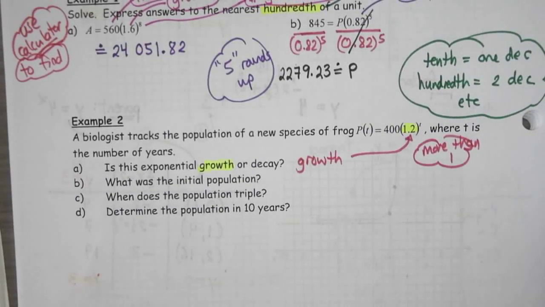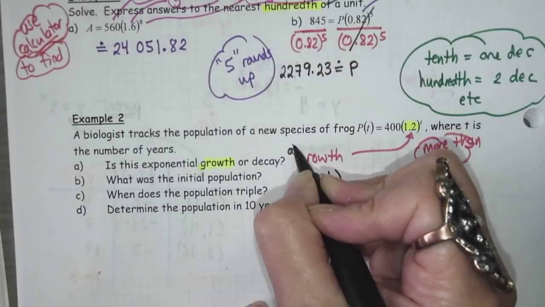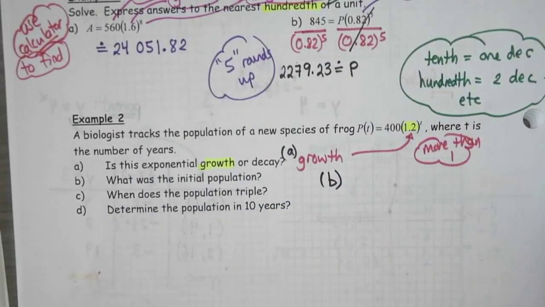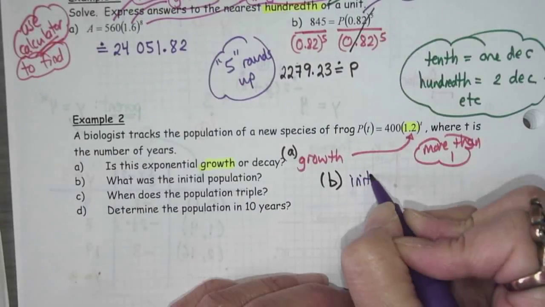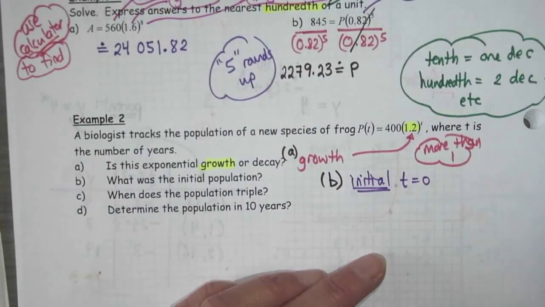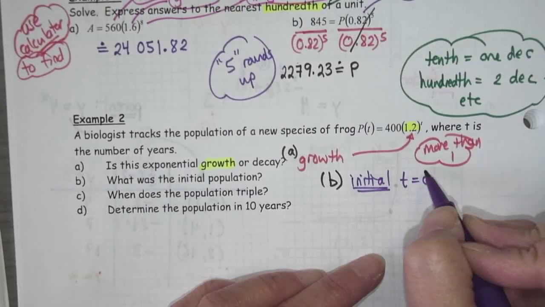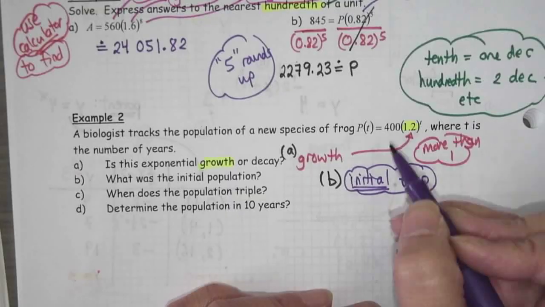For B, what is the initial population? So I'll do B over here. This is my answer for A. For B, what's my initial population? Initial, and I need you to remember this for always, initial means when t equals 0. Okay, you don't have to write that, but that's your brain. Initial is t equals 0, yes? Is it 400? It's 400.